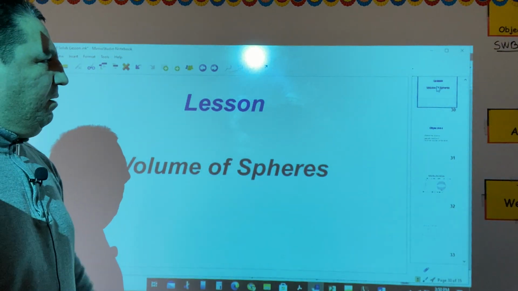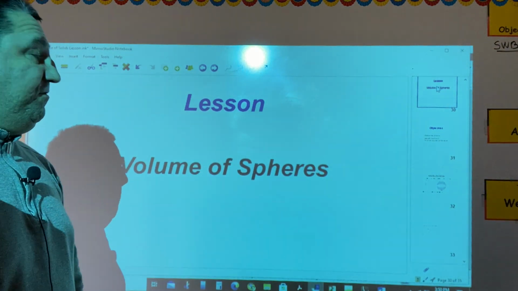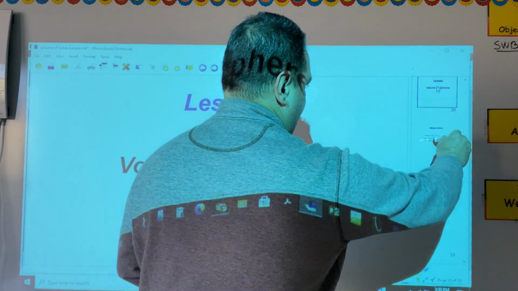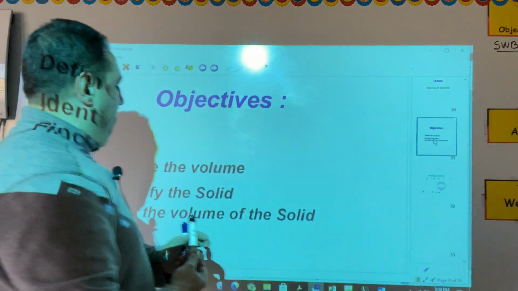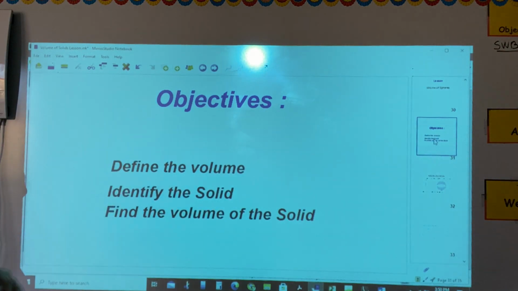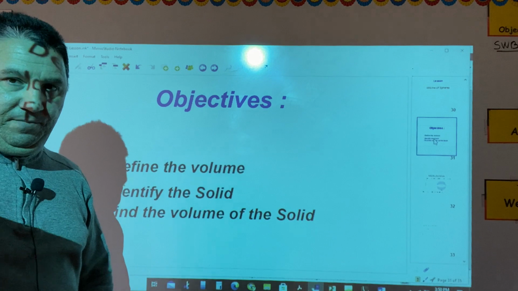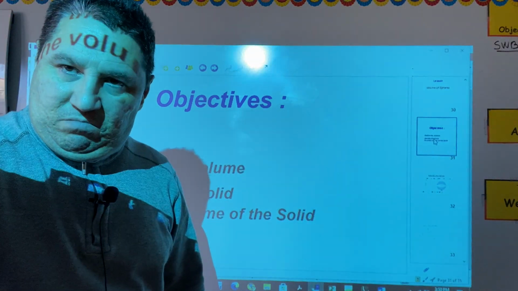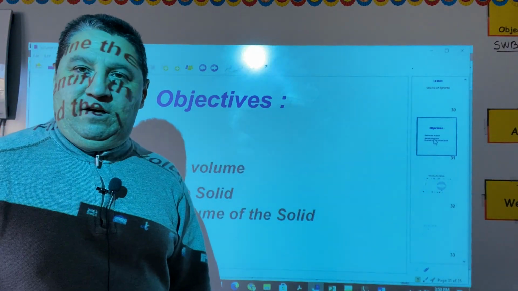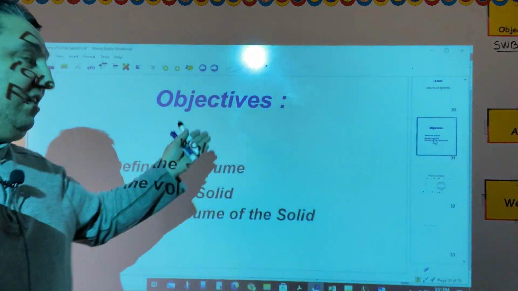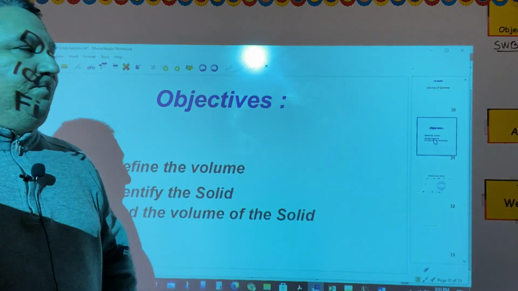Today we'll talk about volume of spheres. Again, we have three main objectives. Define the volume, identify the solid, find the volume of the solid. The volume of a solid is the amount of space inside that solid. In this case, inside the sphere.